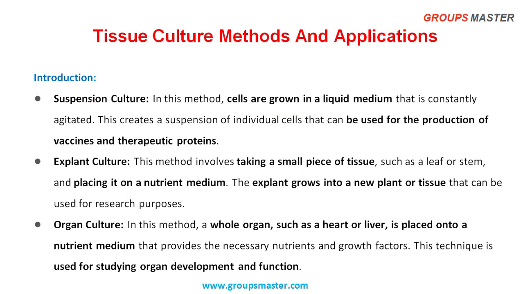Next one is suspension culture. In this method, cells are grown in a liquid medium that is constantly agitated. This creates a suspension of individual cells that can be used for the production of vaccines and therapeutic proteins.